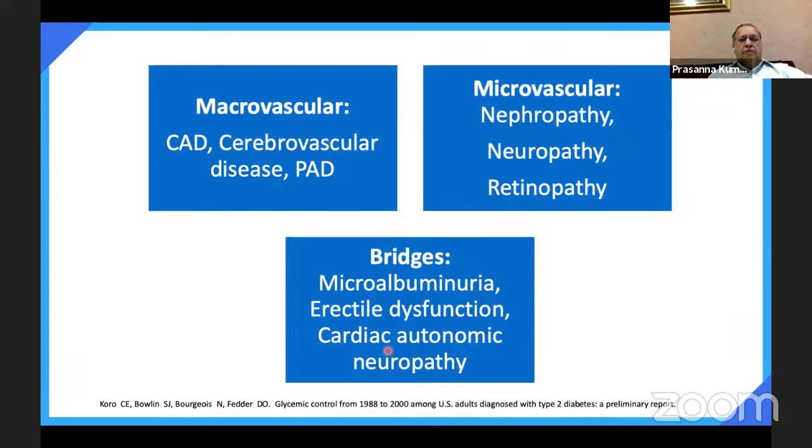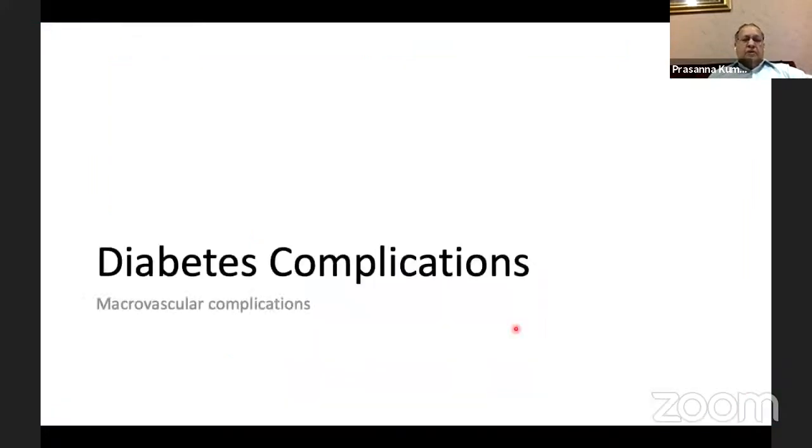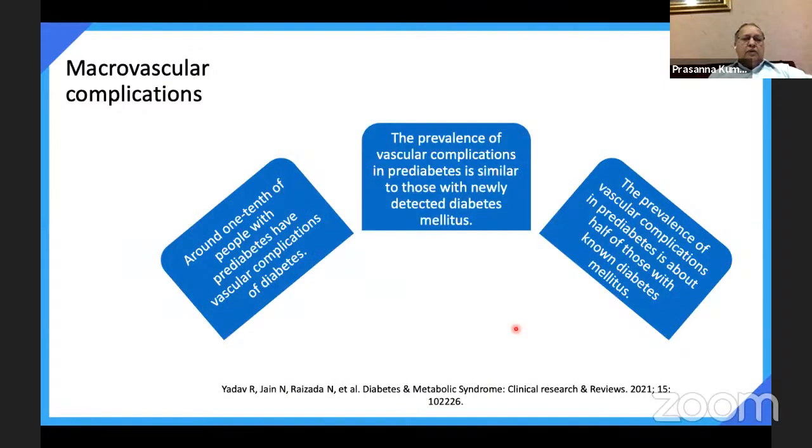That means apart from this, what you see is microalbuminuria, erectile dysfunction, cardiac autonomic neuropathy. So between the macro and microvascular, these are the bridges you see, the complications that you see. Then what are the macrovascular complications? As you know, even pre-diabetics have vascular complications as such. It may be 10% of them.